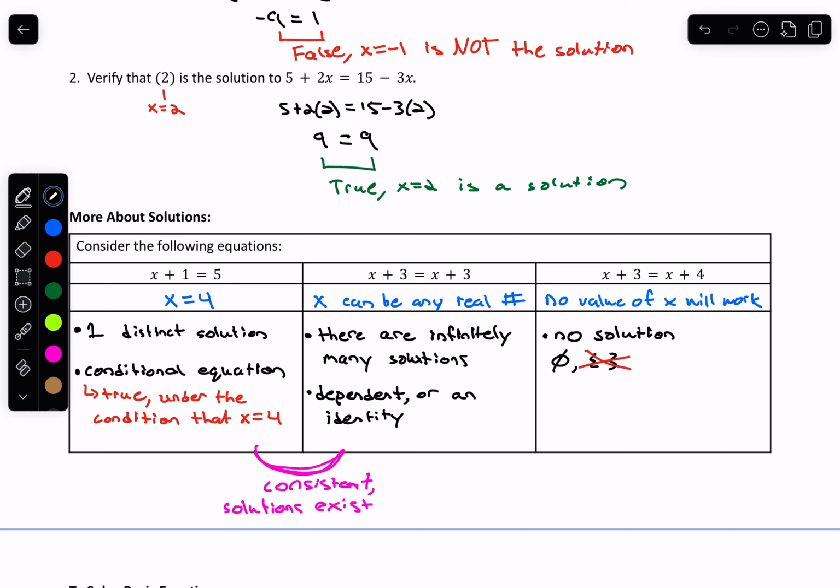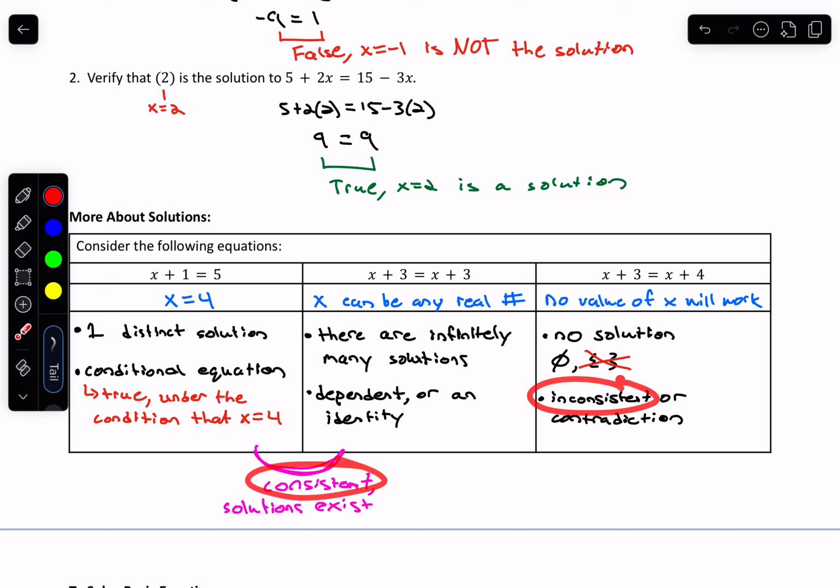We call this either being inconsistent or a contradiction. Okay, so inconsistent or contradiction. So notice the first two we labeled as consistent, and now the last one we're labeling as inconsistent. So when we have answers, then we're consistent, essentially meaning, hey, this statement can be solved. But when we don't have answers, we call it being inconsistent or a contradiction. Essentially, we feel like we were lied to. X plus 3 never equals x plus 4, no matter what x is. It just never happens.